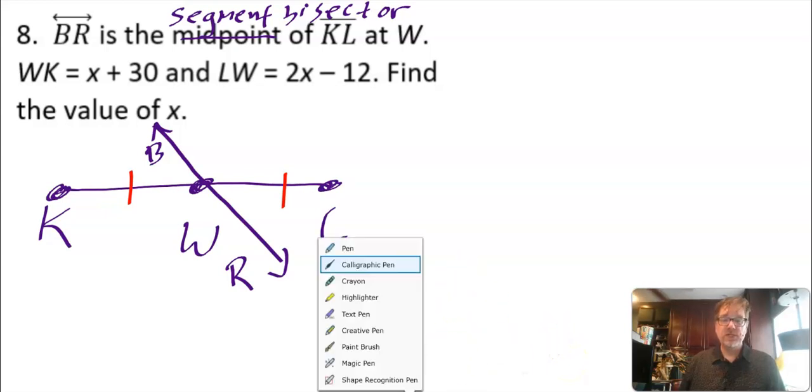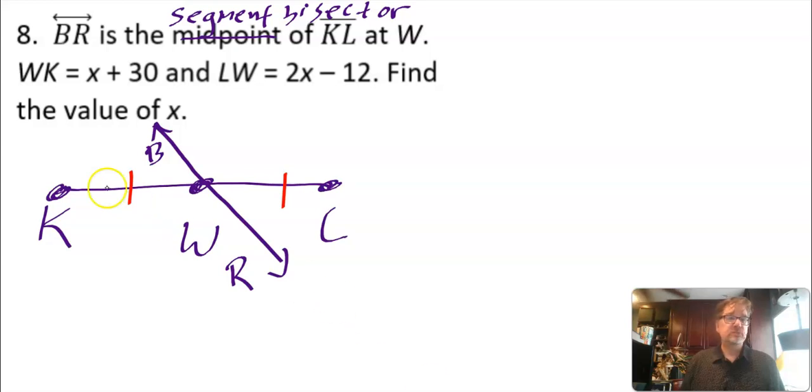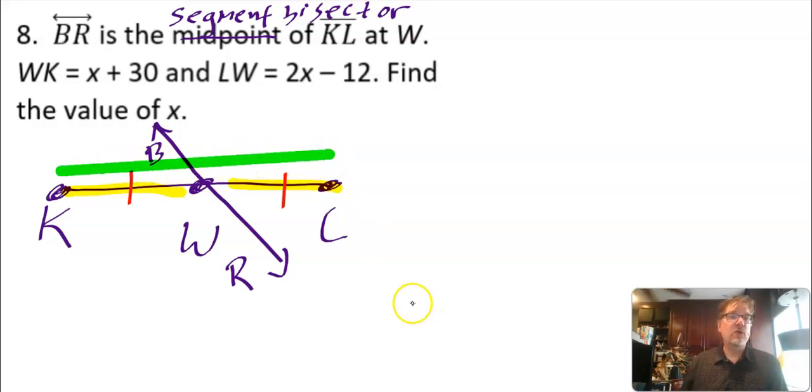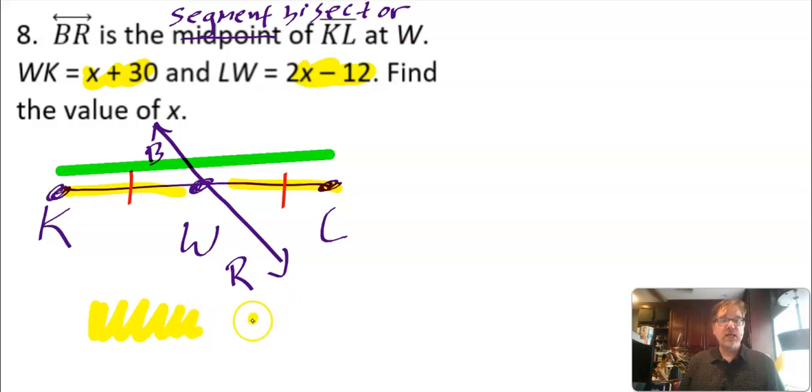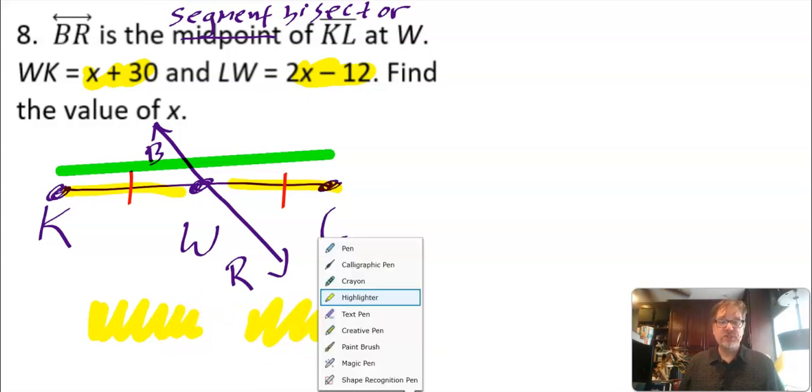So according to my picture, front and back are the same. I can add them together to equal the whole thing. Now let's find out what colors they gave me. WK, they gave me yellow. LW, 2x minus 12, they gave me the other yellow. So if I have two yellows, I can just say yellow equals yellow.